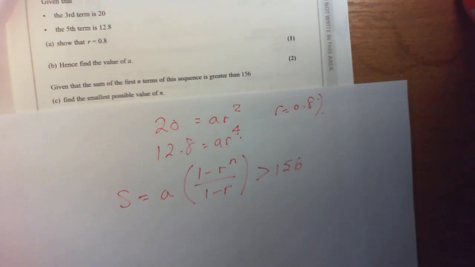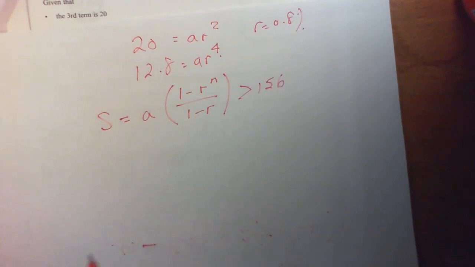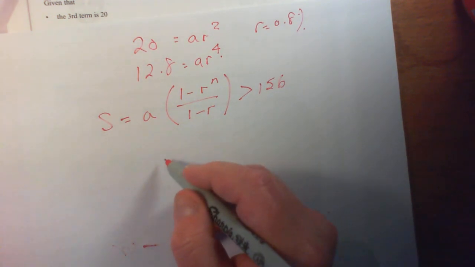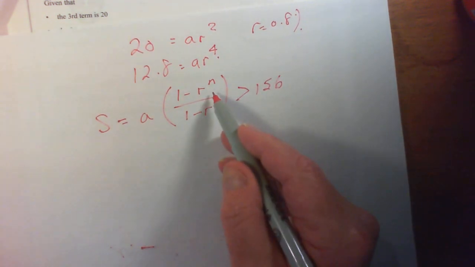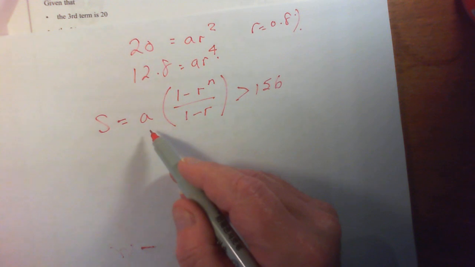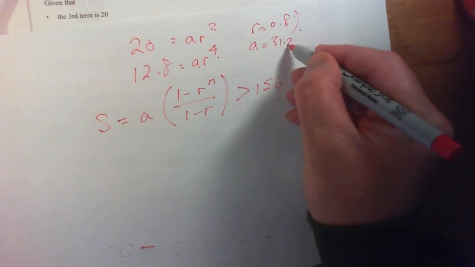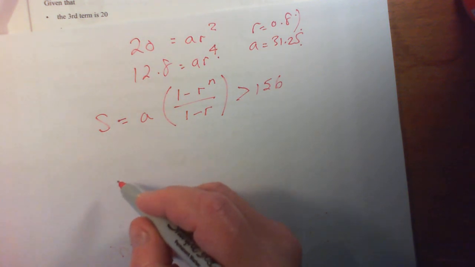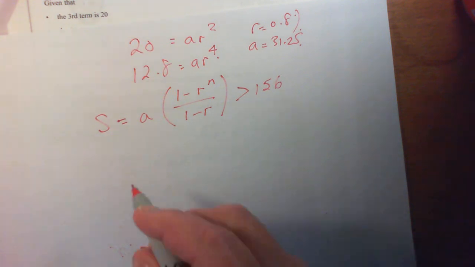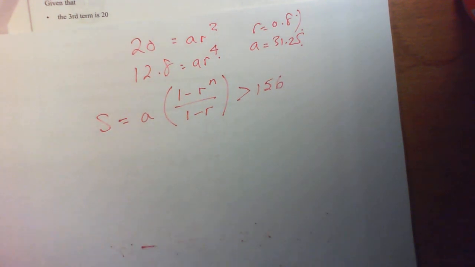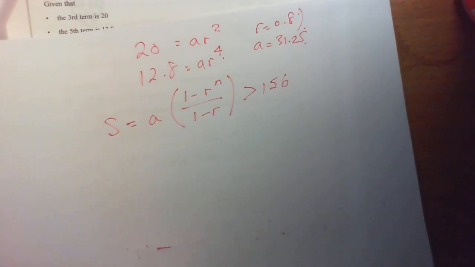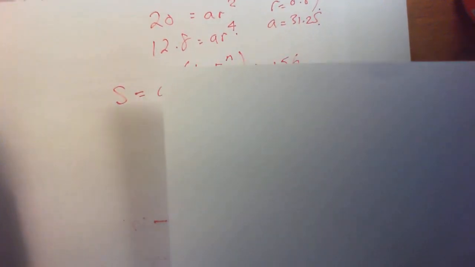Okay, I won't do this in full, but the point is that this can get a bit messy here. What shall I get down to? Because R is 0.8 and A is 31.25, what I eventually get down to is... I think I'll do this on a separate piece of paper.